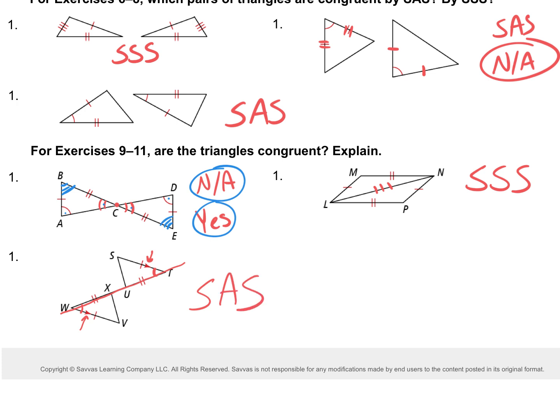Since 10 and 11 are congruent, what does that tell us about the rest of the properties, or the rest of the angles and the sides? They're also corresponding congruent sides or angles. Good. All right.